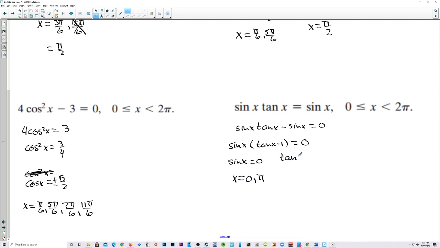And we want to know where tangent of x minus 1 is equal to 0. Tangent of x is equal to 1, and tangent is 1 at pi over 4 and 5 pi over 4.